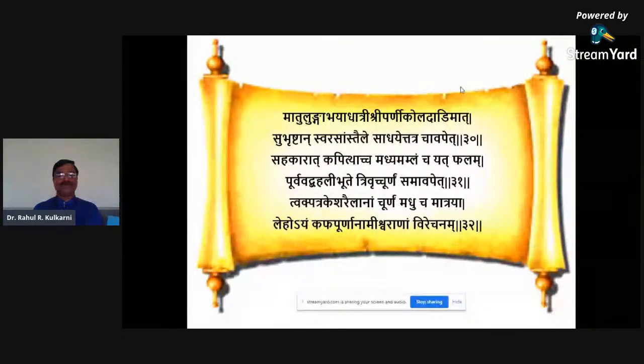That is matulunga, abhaya, dhatri, shriparni, kola, that is badara, dadima, etc. These swaras are subhrashta in taila, it has to be roasted or done with the taila. Sadhayet tatra cha avapet, and then the layer has to be prepared. Sahakaran kapittham cha, some sahaya dravyas are added, that is kapittha madhyam amlam cha yat phalam.